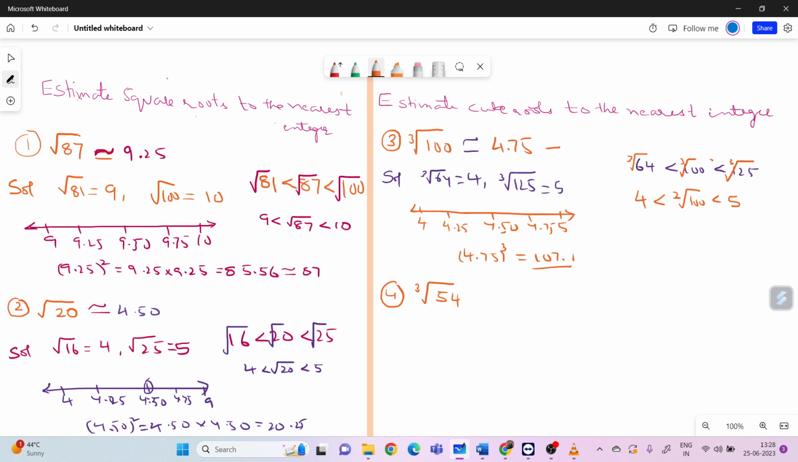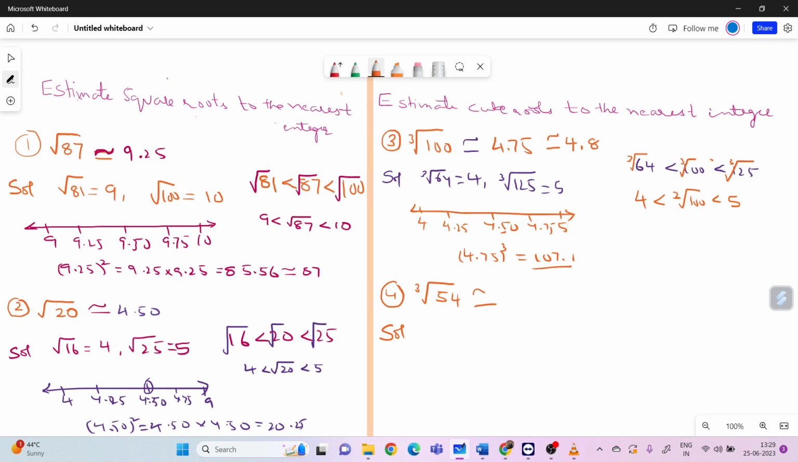So the value 4.75 is nearest to the 100. Suppose the problem says nearest to the 10th, you have to write 4.8, because 5 is there, cancel 5, add 1 to it. It is 4.8. Now we'll go for the next one more problem. Please see here.